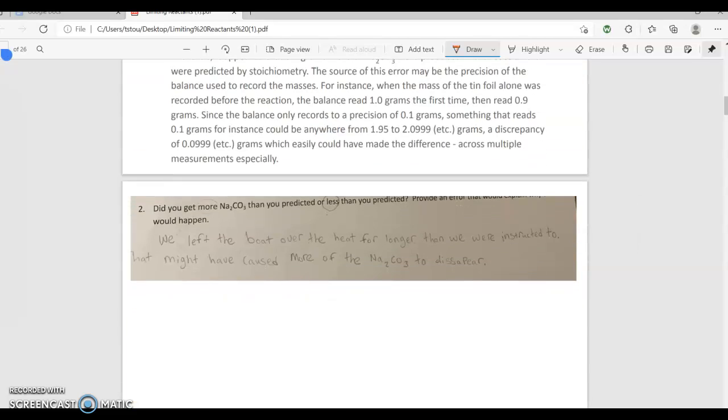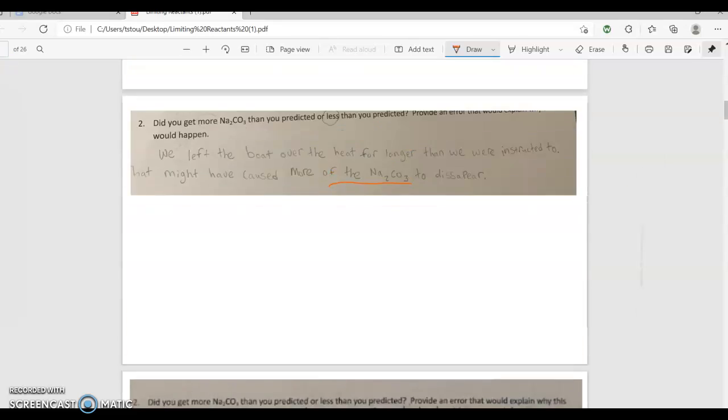This one down here, they got too small of a number, so they think some of the Na2CO3 disappeared. This is an okay error, but you've got to go a little bit deeper, and then I was going to talk about yours too.